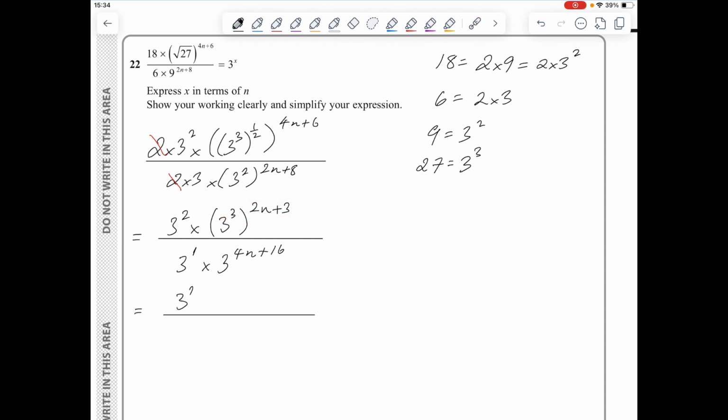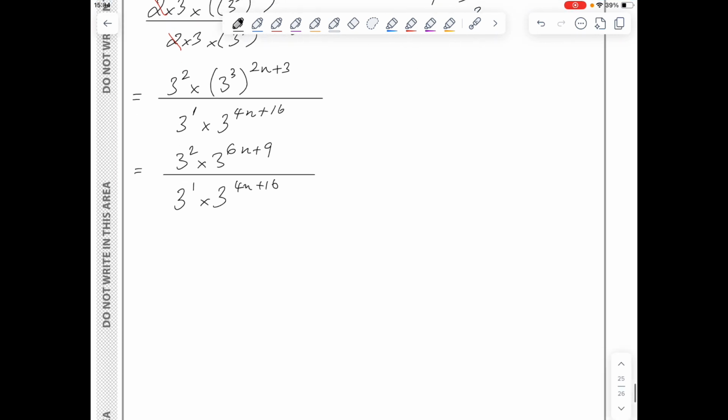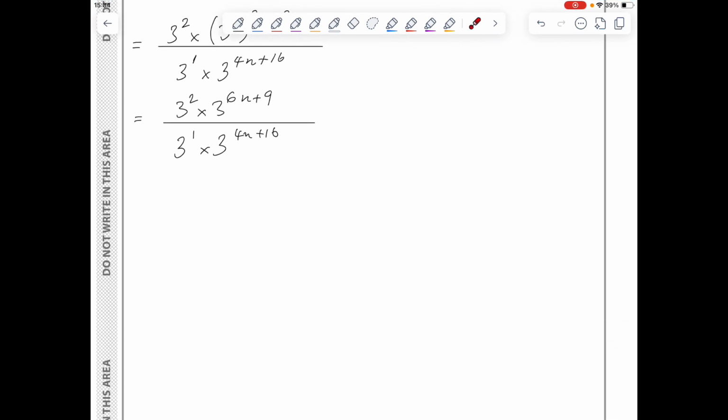This will give me 3 squared times 3 to the 6n plus 9. And in the denominator, 3 to the 1 times 3 to the 4n plus 16. Now the addition law, so I can add those two powers and I will also add those two powers. So I will have 3 to the 6n plus 11 in the numerator and 3 to the 4n plus 17 in the denominator. And finally, I will subtract this power minus this power because of the division.